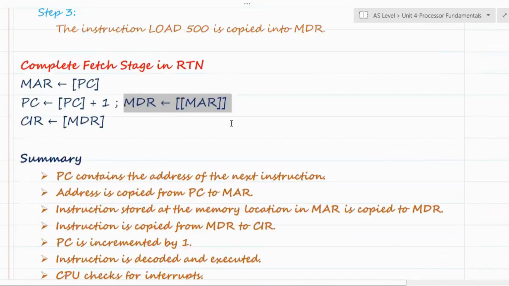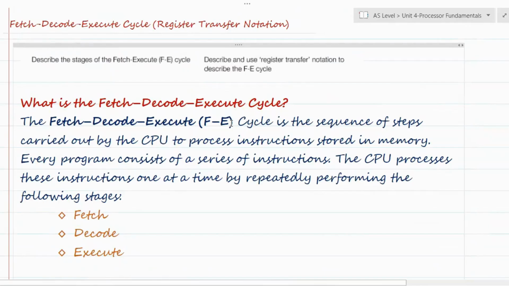So that's all for today. Today we have learned about the fetch, decode, execute cycle. In the next video, we'll learn about interrupts and how interrupts are handled.